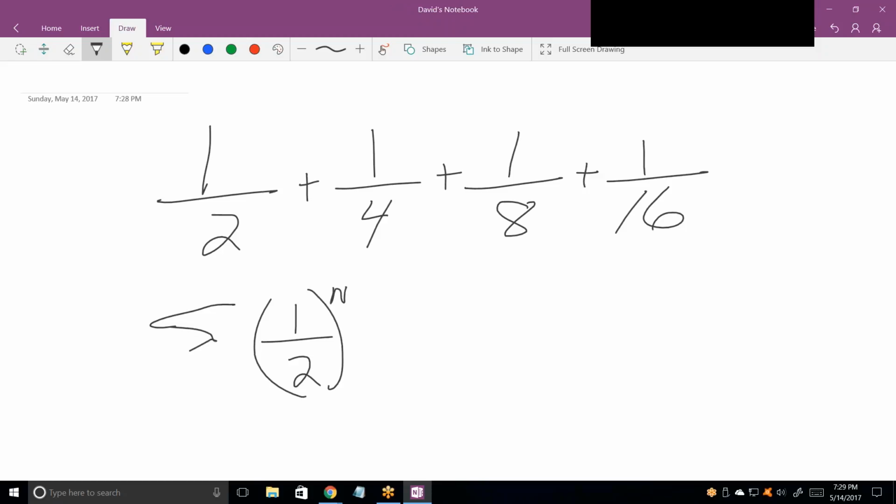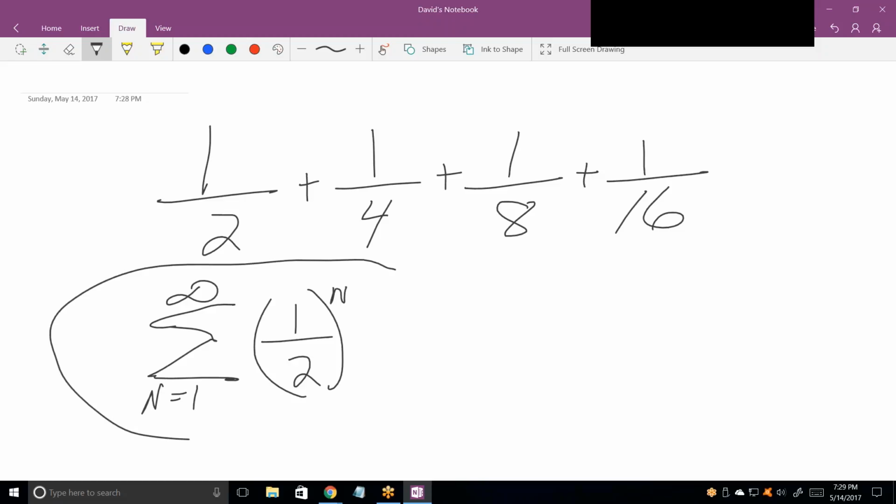Have you learned sigma notation yet? Yeah, we have a couple problems towards the end of this. That series that I just wrote could be written like that. That is convergent, meaning that even though n goes to infinity, this thing converges to a number.